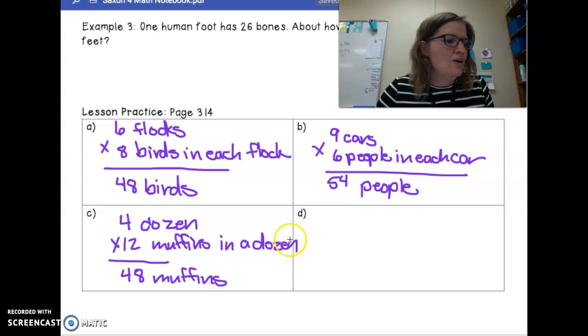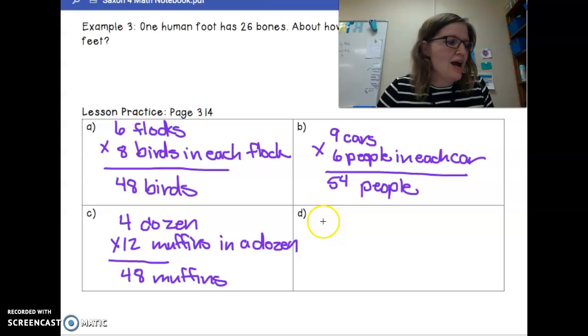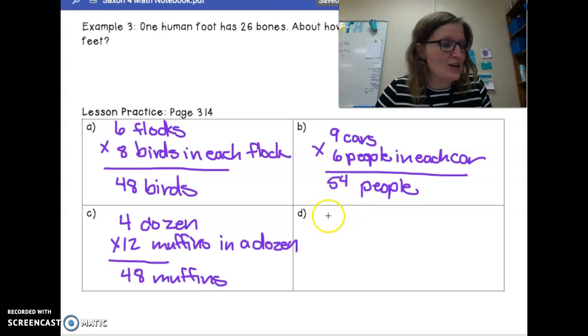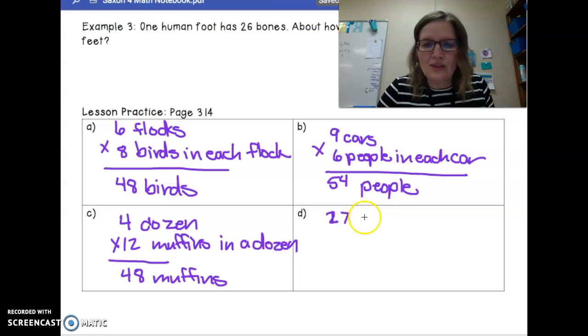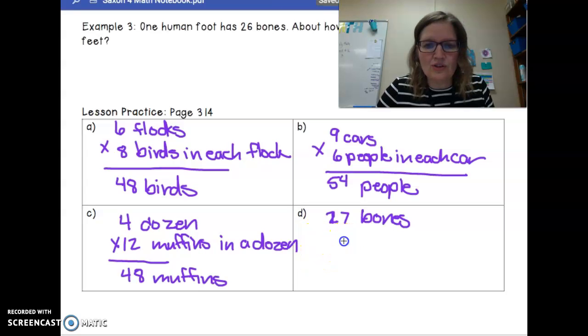And for D, one human hand has 27 bones. I think we've done this earlier. How many bones are in 2 human hands? We did the foot. Now this is the hands. Can you believe how many bones? Anyway, that's a little side note. So one hand has 27 bones in each hand, and we know that there are 2 hands. So we could multiply this.